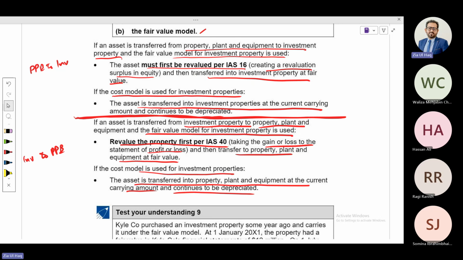But if we are converting from investment property to PPE, we need to revalue the investment property first. And any gain or loss relating to revaluation of investment property should be charged where? In profit and loss account. And then it should be recorded as PPE. Test your understanding now.